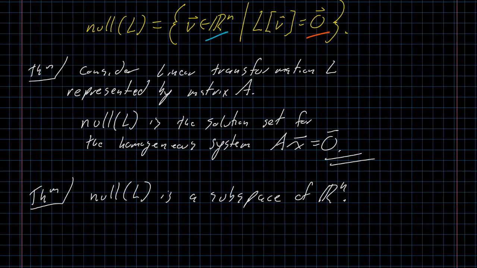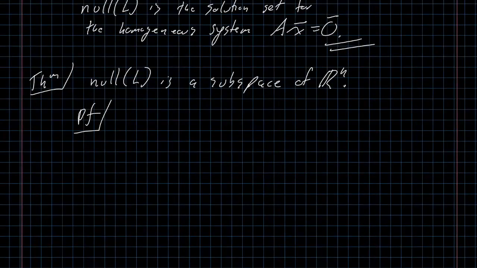My second theorem, same premise. We have a linear transformation L, which is going from Rn to Rm. The null space of this transformation is a vector space. It's a subspace of Rn. This does take a little bit of proof.